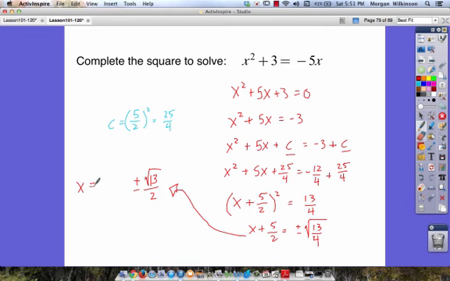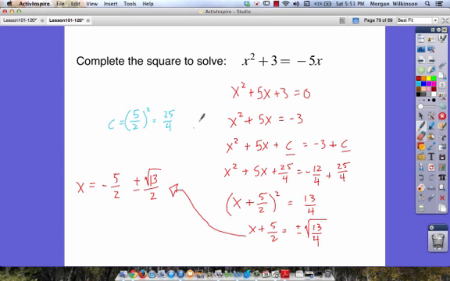X is going to equal, when we subtract 5/2 to move it to the right-hand side, negative 5/2 plus or minus the square root of 13 over 2. We've got our final answer. We don't want to simplify this anymore because we've got a radical that's not a perfect square. And we want to leave it like that so we don't lose any precision by making it a decimal.